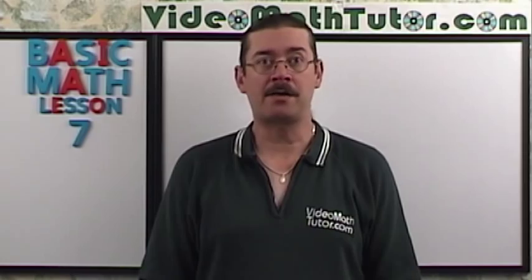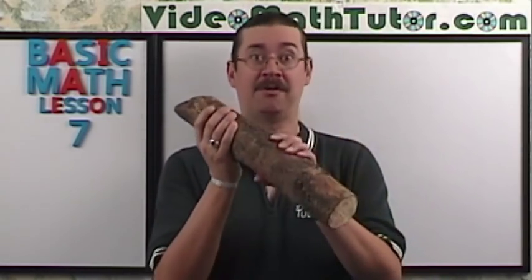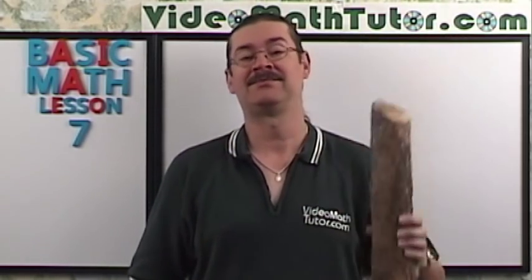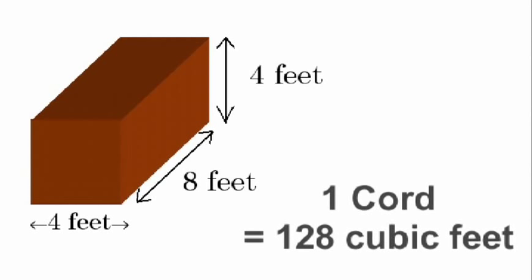A unit of measurement for volume that's rather interesting is the cord, which is used to measure firewood, right here. It's equal to 4 by 4 by 8 feet, which is the same thing as 128 cubic feet.